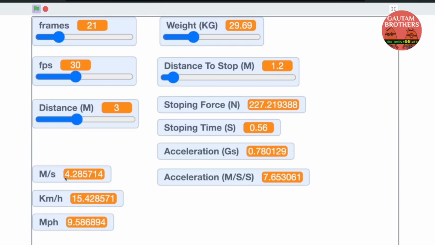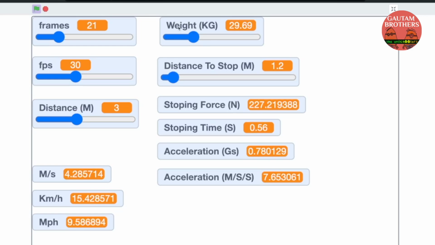Madhav ran at a speed of this. You can get it in any of these three values: 4.3 meters per second, 15.5 kilometers per hour, or 9.6 miles per hour, rounded. And this is the acceleration area, or deceleration.